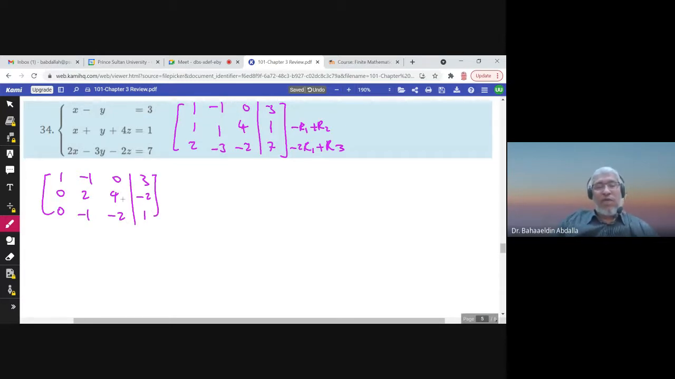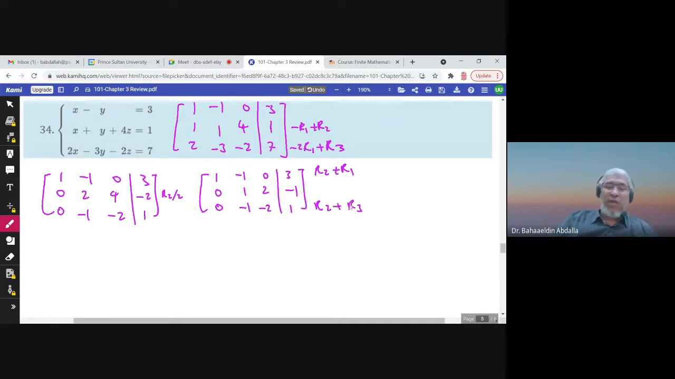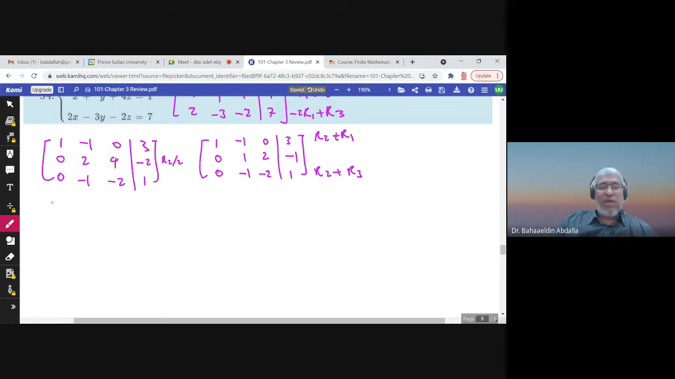You notice that I can divide here by 2 to make it 1, because I need to make it 1. 1, 2, negative 1. And you notice now that I have here the negative numbers of the second row. So this means infinitely many solutions. R2 plus R1 and R2 plus R3 to make the second column 0, 1, 0.